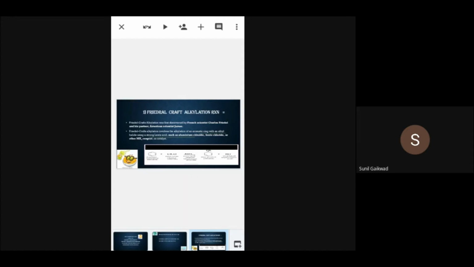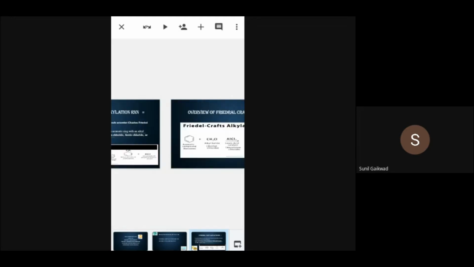Why do we use AlCl3 here? Because when the CH3Cl releases one chloride, this AlCl3 will take that chloride and will become AlCl4 minus. And the hydrogen which is released from that benzene ring will take that AlCl3's extra chloride and become HCl. Now you may be confused about how this reaction works. So let me drive this reaction directly into the mechanism.